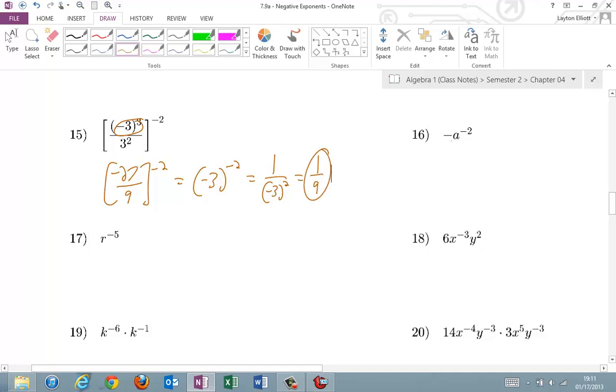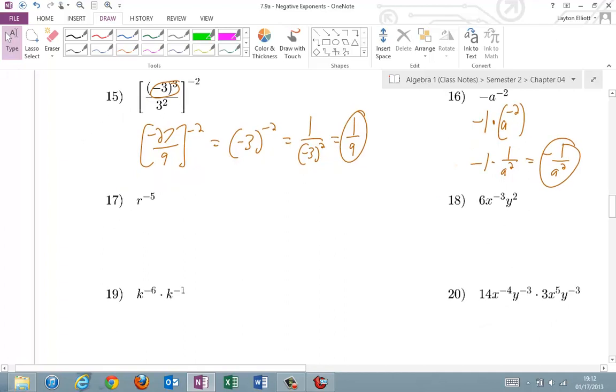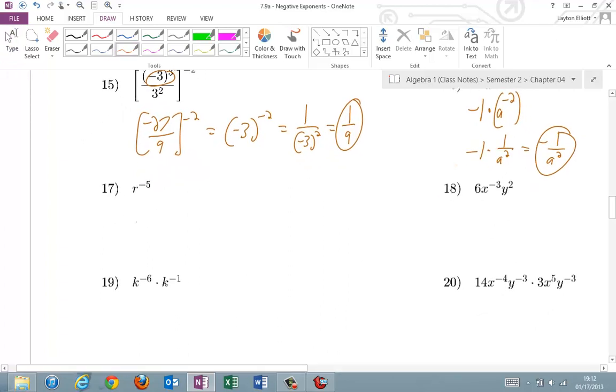Number 16. I see a negative and I get confused. So what we do is we break it up. Let's remind ourselves that a negative a to the negative 2 is really a negative 1 times a to the negative 2. That a to the negative 2 now can be expressed as 1 over a squared. And then it becomes very clear what we can do with the negative. It's just a negative 1 over a squared. R to the negative fifth is just 1 over r to the positive fifth. That's done.